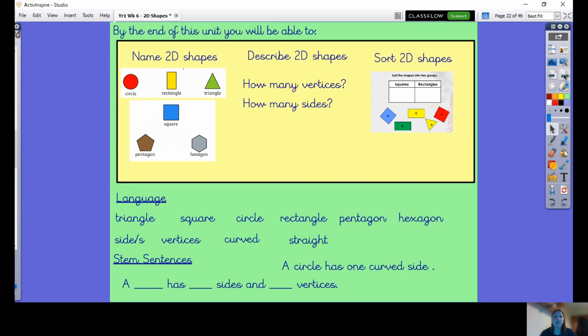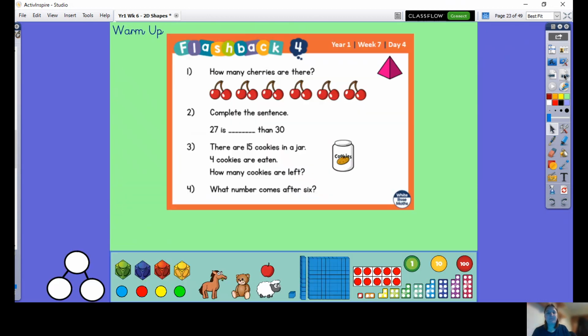So again, obviously we're looking at 2D shape this week, and then we'll be having these types of warm-up, just going over some things that we've been doing over this term. So we've got count the cherries, or if you notice what they are in twos, see if you can count in twos. Complete the sentence. Here there are 15 cookies in a jar. 4 cookies are eaten. How many are left? And what number comes after? Well, I'm not going to read out this word. I want to see if you can read it. Okay, so pause the video here and have a little go at those.